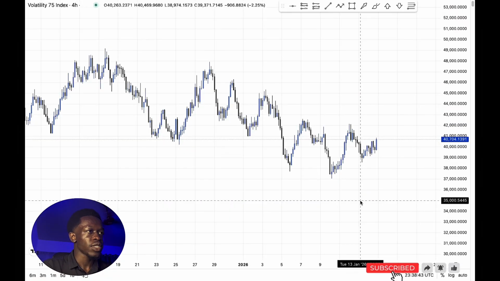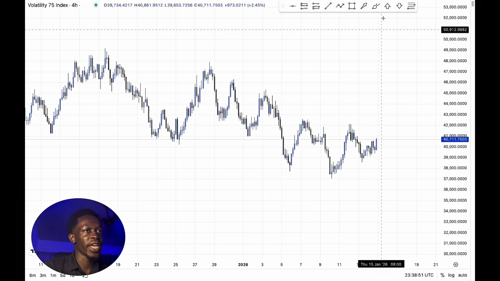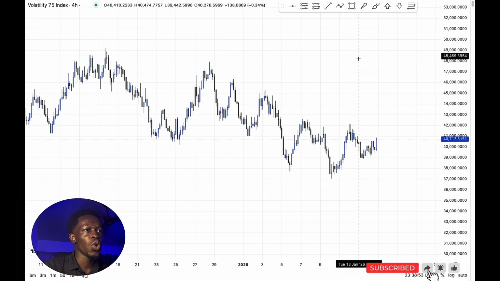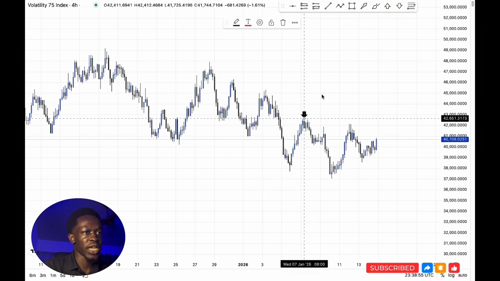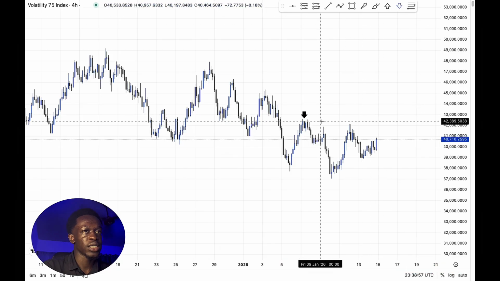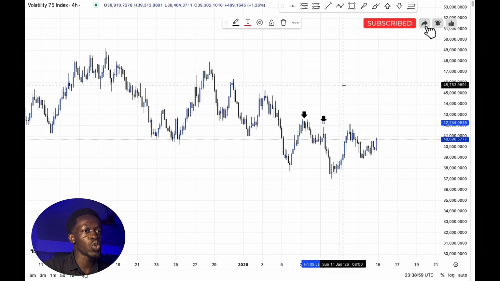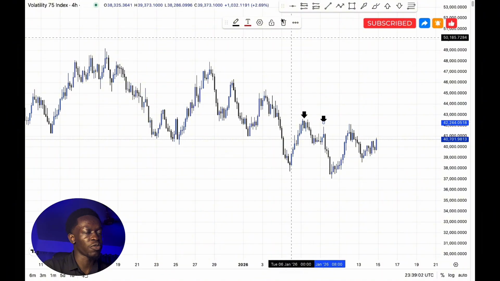So now this is a fresh chart, and this is a 4 hours time frame on volatility 75 index. So what I did when I came into the chart, but although where I got the setup was at this zone and this zone. These were the two zones I got the setup from.